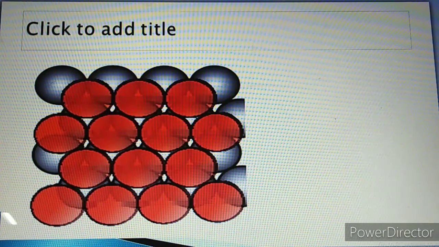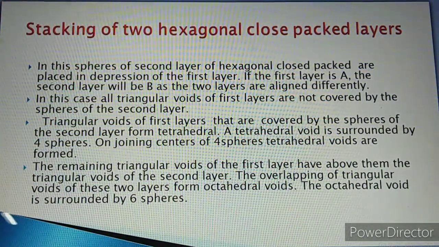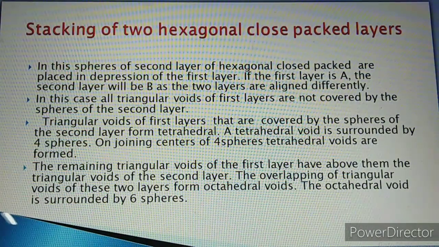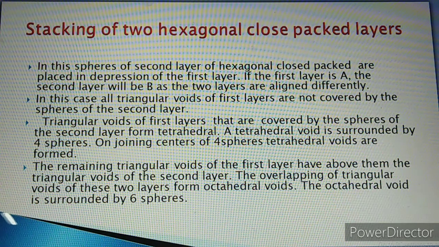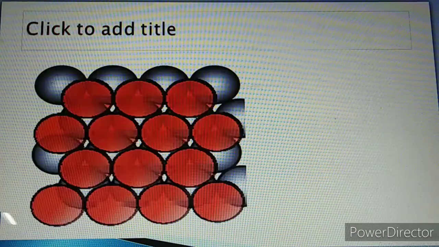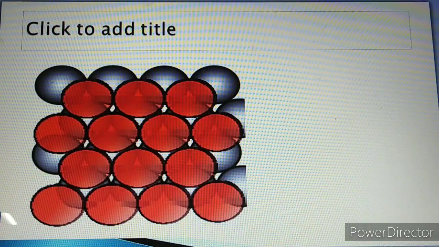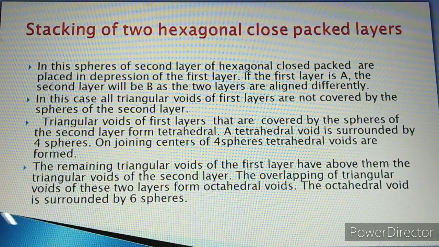the second layer. So here the spheres of the second layer of hexagonal close pack are placed in the depression of the first layer. If the first layer is A, then the second layer will be B, as these two layers are aligned differently. In this case, all triangular voids of the first layer are not covered by the spheres of the second layer. Again, I will show the diagram. Triangular voids of the first layer are not covered by the spheres of the second layer. Some voids remain as they are, some voids remain uncovered.